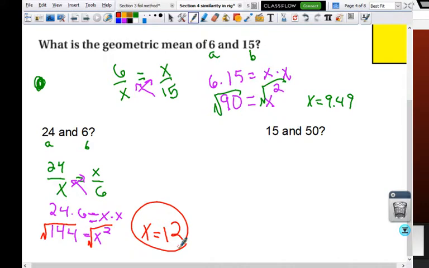All right, you guys try one on your own? Sure. All right, I'm not hearing a no. So, I want you to find the geometric mean of 15 and 50. While you're doing that, I'll look it up so I can explain it better, because I forgot.